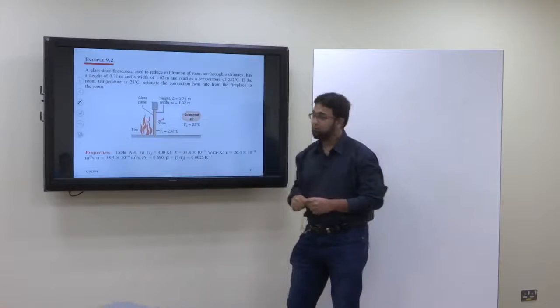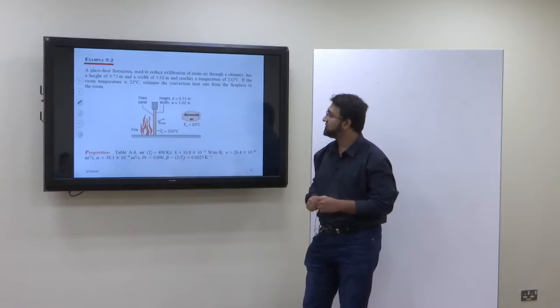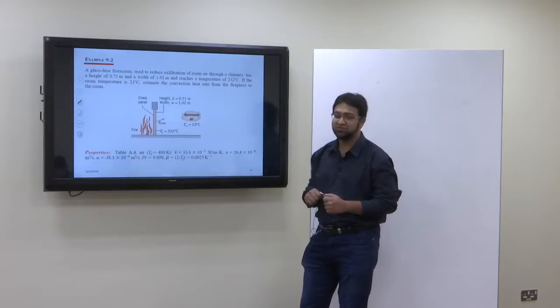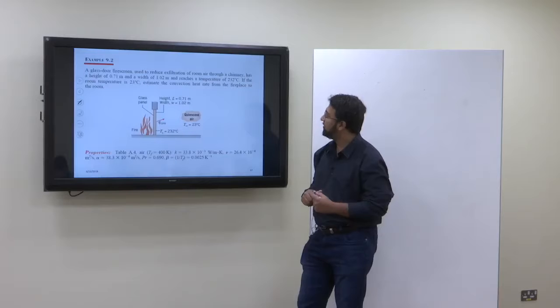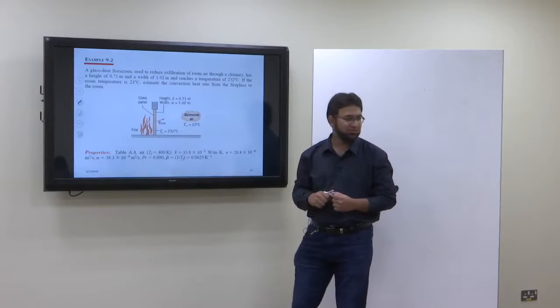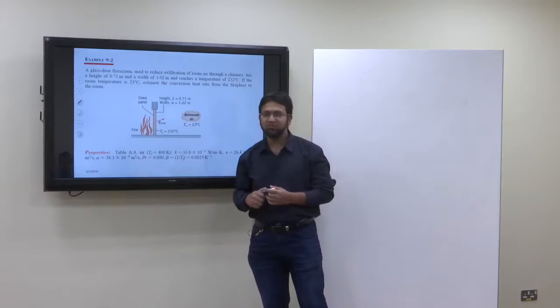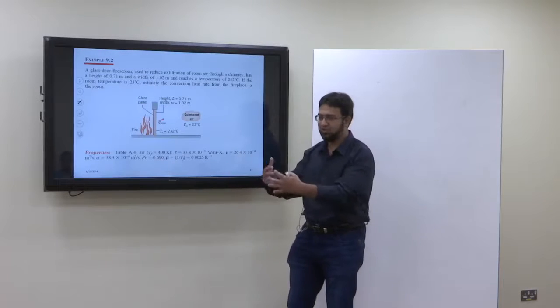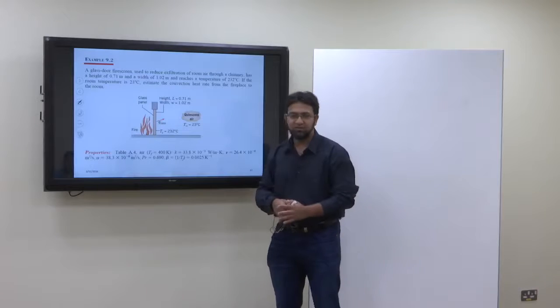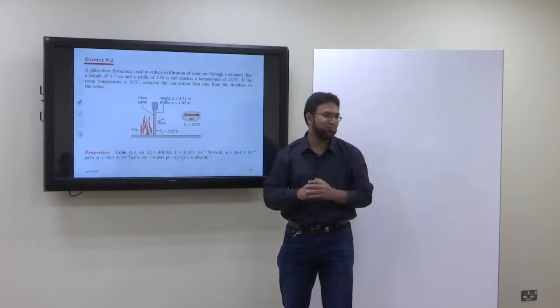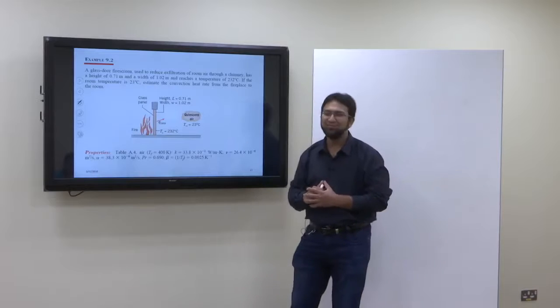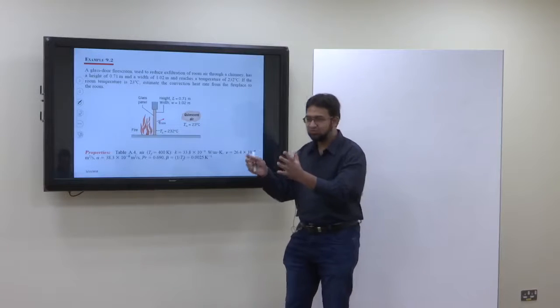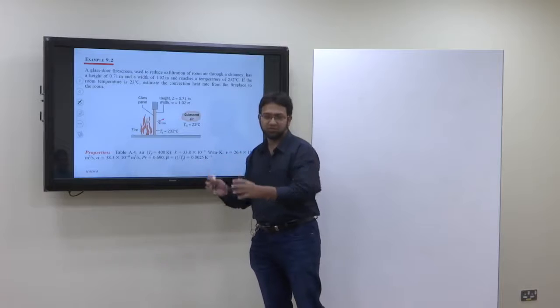Now let's study this problem. We have a glass door fire screen used to reduce exfiltration of room air through a chimney. You know what a chimney is? Sometimes in houses, you want to keep the house warm, so there is a fireplace. You don't see this here because it is already quite warm, but in cold areas, people have a chimney in their home.